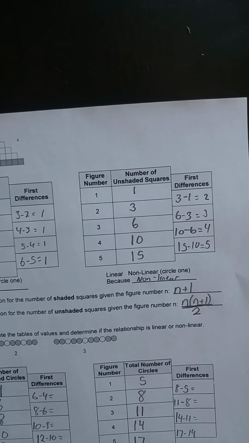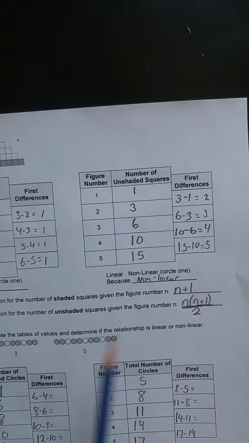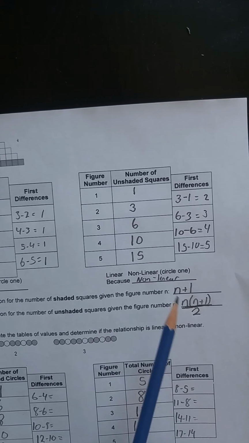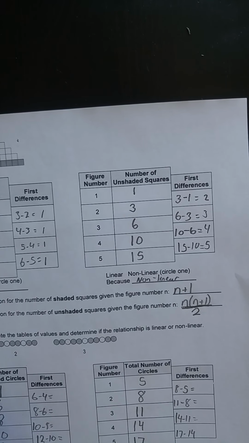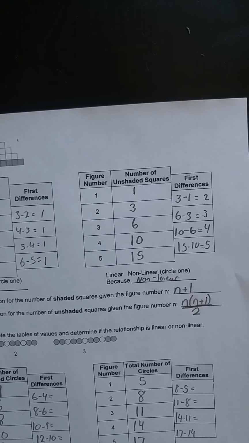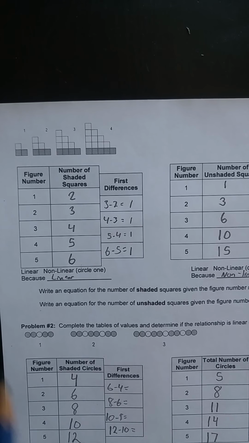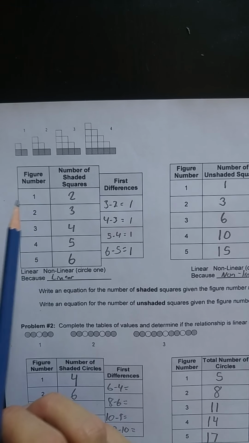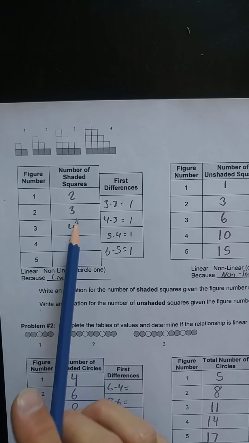We had to write an equation for these, so I already did that. Our equation for the shaded ones is our frame number plus 1. So if our frame number is 1, we add 1. That's 2. 2 plus 1 is 3. So we can see easily that this is correct. Whatever our frame number is, we add 1 to it. Sorry, I didn't know you couldn't see that. So our frame number plus 1 will give us our shaded squares.